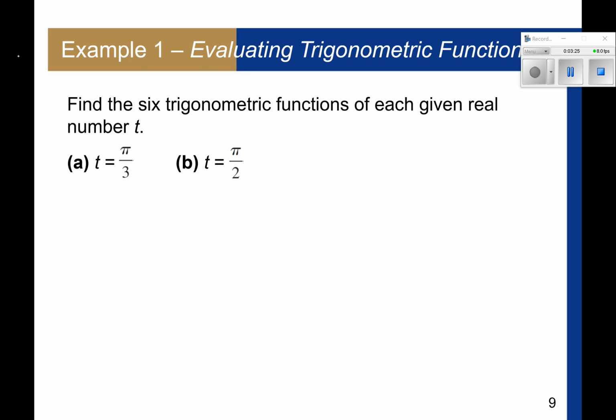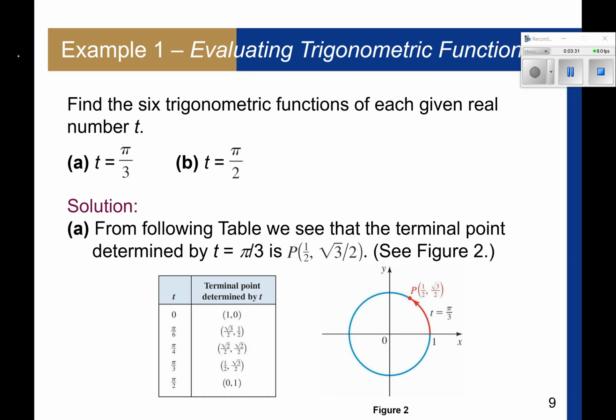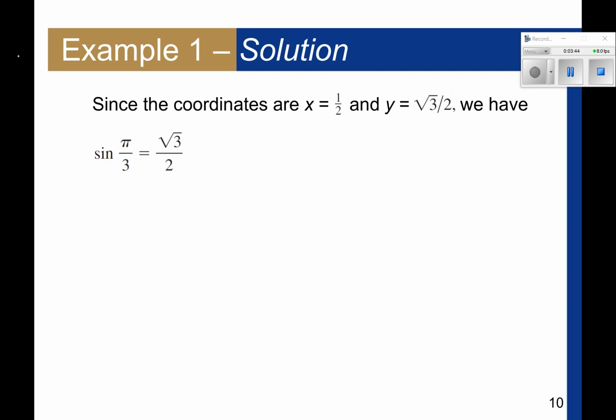So find the 6 trigonometric functions for each real number t. So if t is equal to pi over 3, well, okay, for pi over 3 on our unit circle, that has the coordinates 1/2, square root of 3 over 2. So that means sine is square root of 3 over 2, the y coordinate. Cosine of pi over 3 is 1/2, the x coordinate.